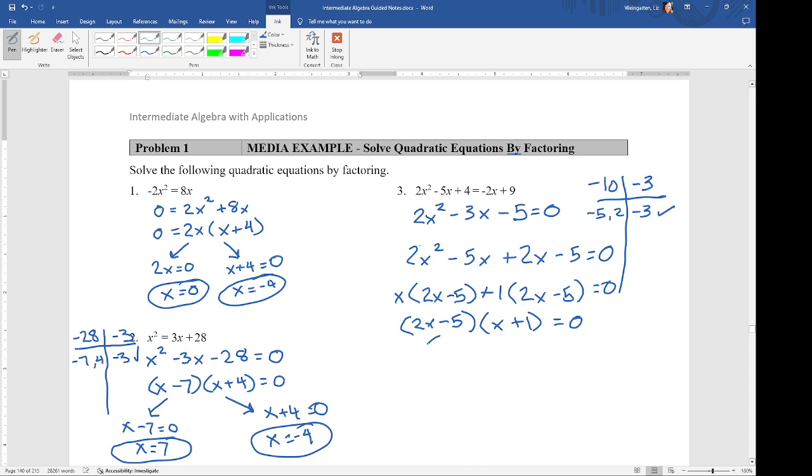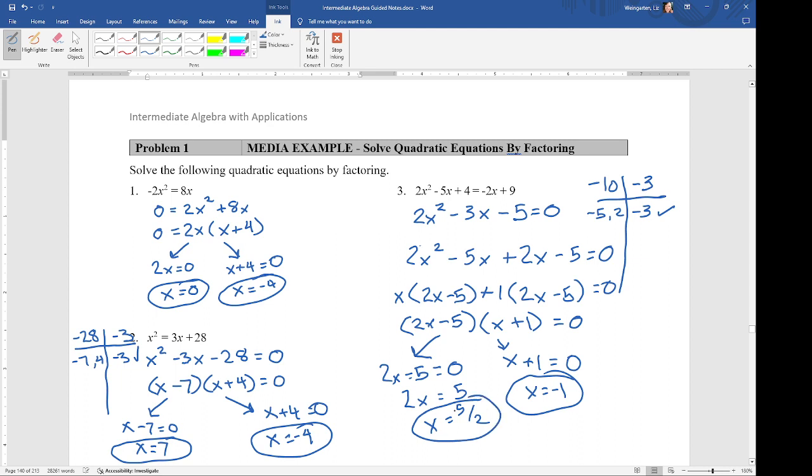The zero principle tells us that either 2x minus 5 equals 0 or x plus 1 equals 0. So 2x equals 5, adding 5 to both sides. So x equals 5 halves, or x equals negative 1. Both are solutions to this quadratic problem.